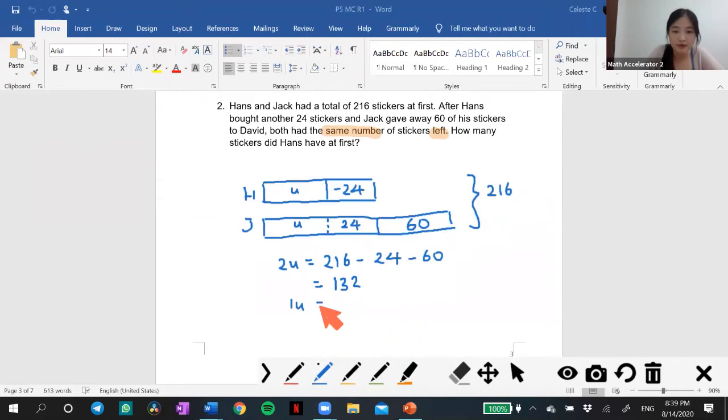So with this, you can find 1 unit, divide by 2. Which will give you 66. Okay, good. Now check the question. How many stickers did Hans have at first? So Hans at the beginning, he hasn't bought the 24 stickers. So this means that Hans only has 66 at the very beginning.